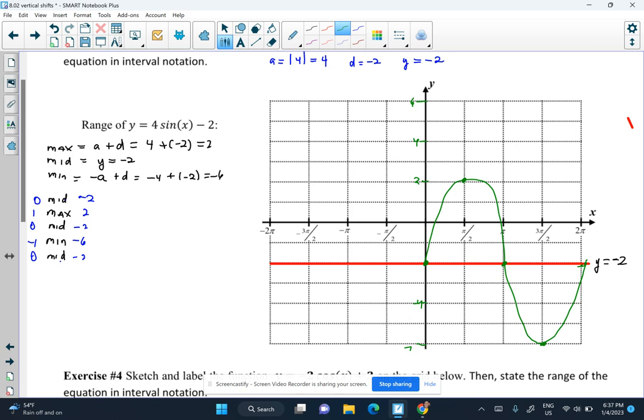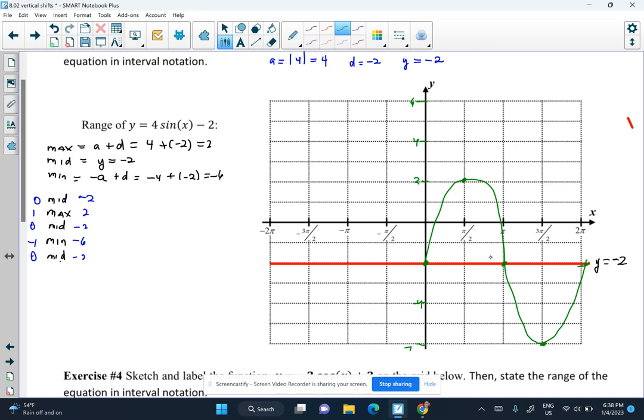Now we want to go backwards. So when we're going backwards, we're actually looking at that leftmost point. So do you see how we're going midline? So -2 down to -6, back to -2, up to the maximum, back to -2. We're following that same pattern, right?